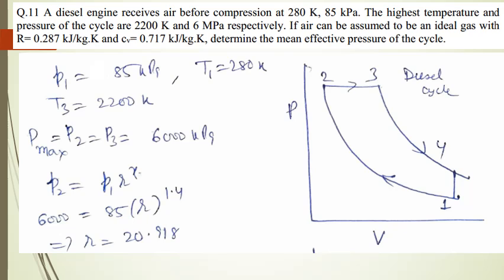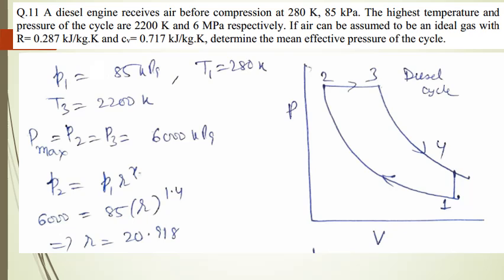A diesel engine receives air before compression at 280 Kelvin and 85 kilopascal. The highest temperature and the pressure of the cycle are 2200 Kelvin and 6 megapascal respectively. If air can be assumed to be an ideal gas with R equals 0.287 kilojoule per kg per Kelvin and Cv equals 0.717 kilojoule per kg per Kelvin, determine the mean effective pressure of the cycle. Now we have drawn the PV diagram for the diesel cycle.